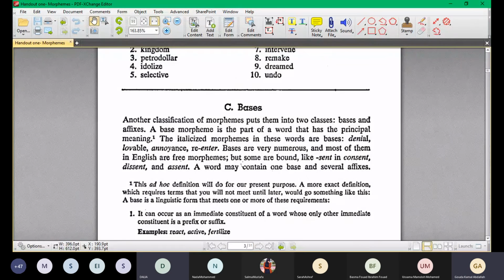As we were saying, we have two ways to divide morphemes. Another way of dividing morphemes is pace, or pace. What is a pace?